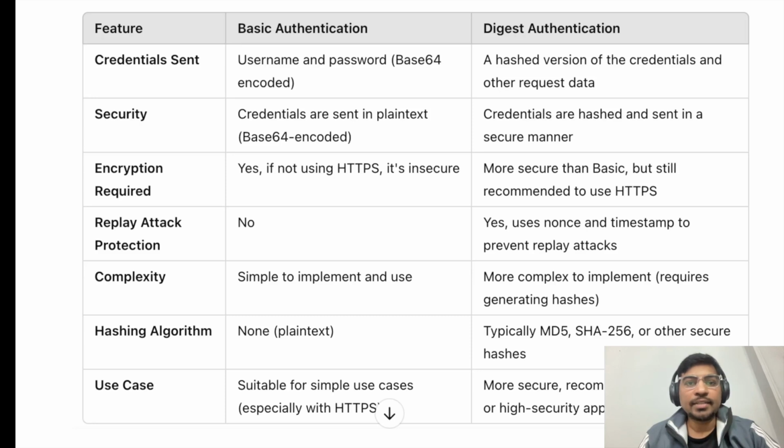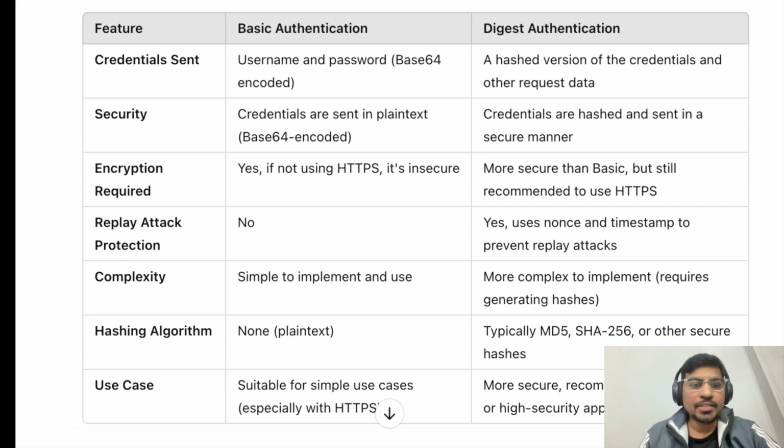Security: in basic, credentials are sent in plain text. Base64 encoded is plain text. In digest, credentials are hashed and sent in a secure manner. Encryption required? Yes, if not using HTTPS, basic is insecure. Digest authentication is more secure than basic, but it is still recommended to use HTTPS. Replay attack protection? No for basic, and yes for digest, which uses nonce and timestamp to prevent replay attacks. So in the authentication, you can also pass a timestamp.